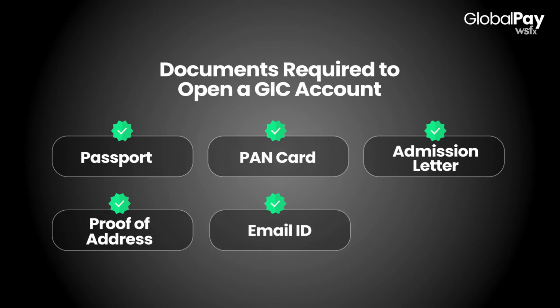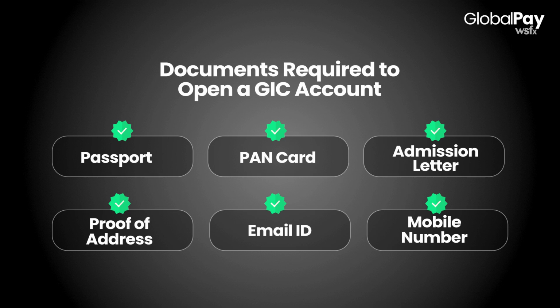Documents required to open a GIC account: valid passport, PAN card, admission letter from your Canadian institution, proof of address, email ID and mobile number. Some banks may request additional documents, but these are the standard requirements.